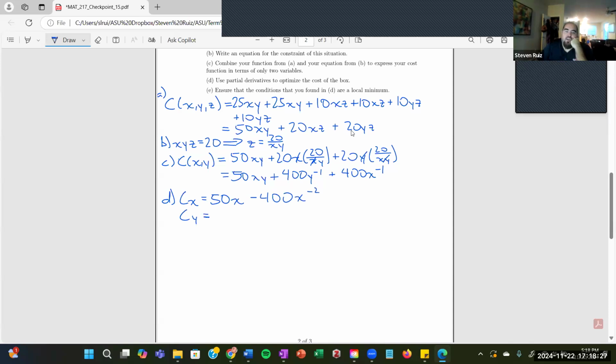And C sub Y equals, I think I did something wrong here. This derivative of 50XY with respect to X should be 50Y. And this one should be 50X minus 400 Y to the negative 2. And that term vanishes. And then I set both these to 0. What do I get?